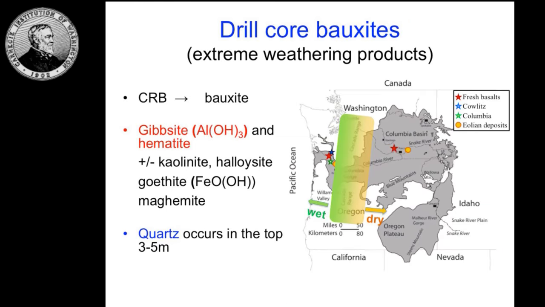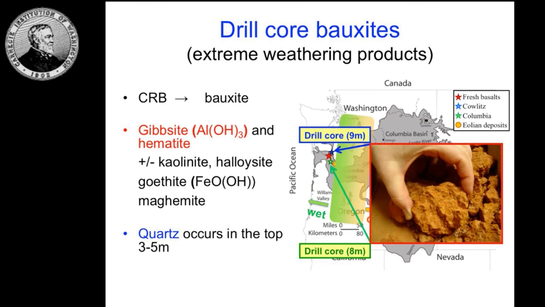Okay, as I promised, we will study some weathered rocks, right? So we got some drill cores. They are already bauxites. So what is a bauxite? They are actually an extreme weathering product. It looks like this, very rich in aluminum oxide and hydroxide. XRD shows the majority is made of gibbsite and hematite, with a little bit of kaolinite or other clays and iron hydroxides.